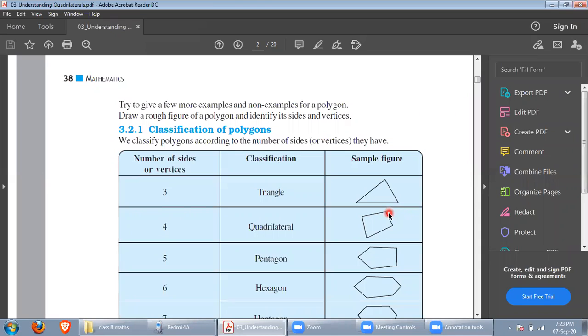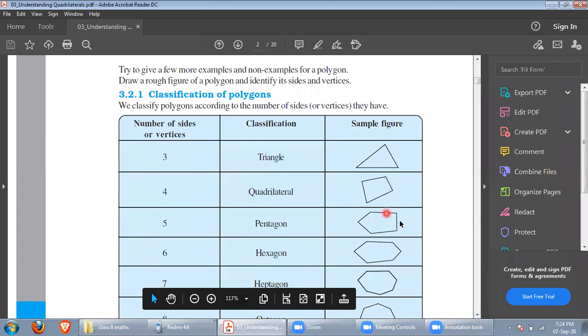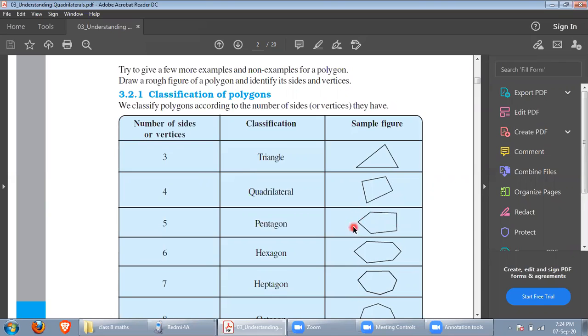Okay, thank you. Now, for the pentagon there will be 5 sides, 1, 2, 3, 4, 5. And the vertices are 1, 2, 3, 4, 5. So a pentagon will have 5 sides and 5 angles because it has 5 vertices. This is one angle, another angle, another angle, another angle, another angle. So 5 sides, 5 angles.